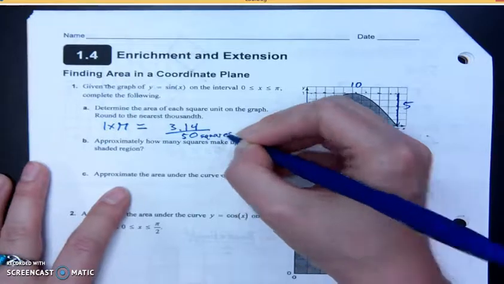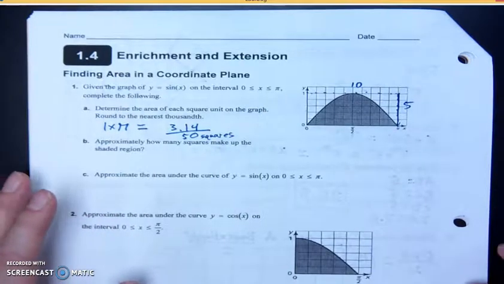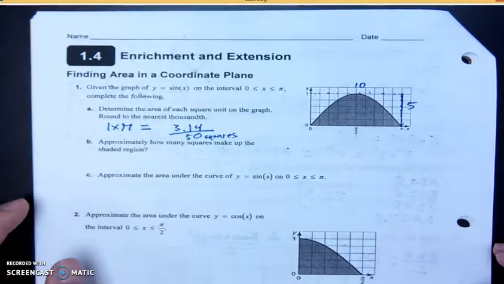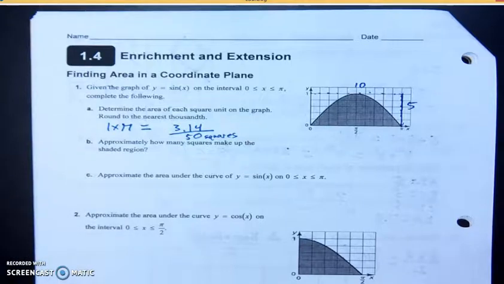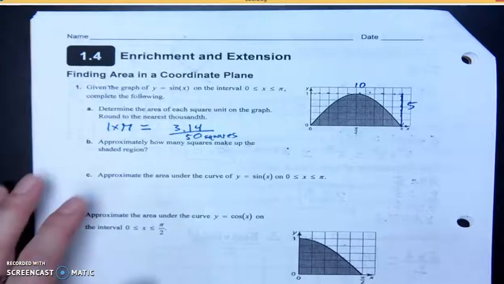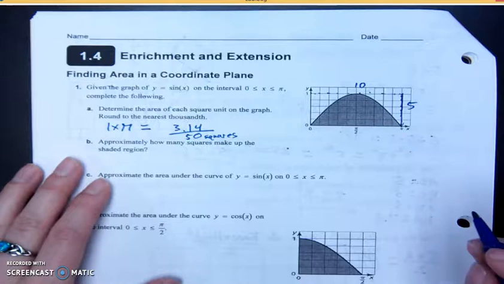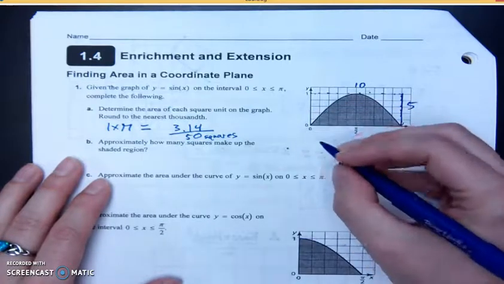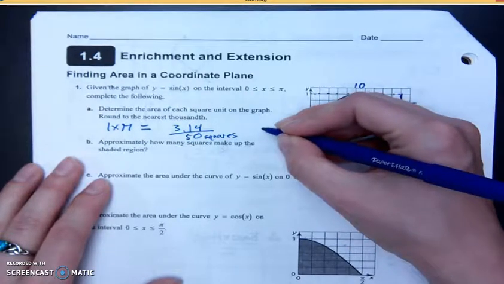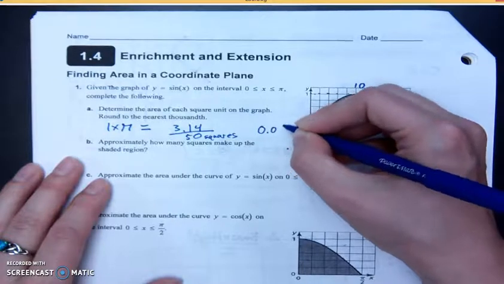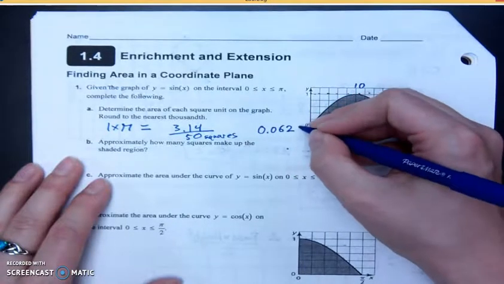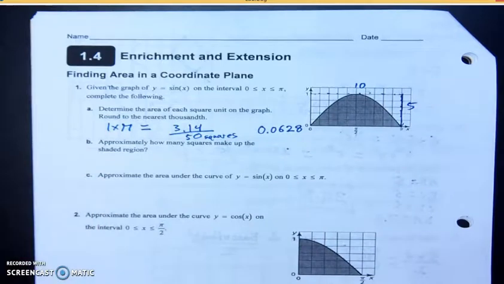And I most definitely need a calculator, which I don't have. Can someone type that in for me? 0.0628. My answer key is 0.0628. Yeah, that's right. Okay, I got 0.062. Okay, so close enough.